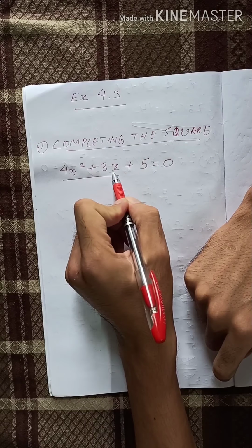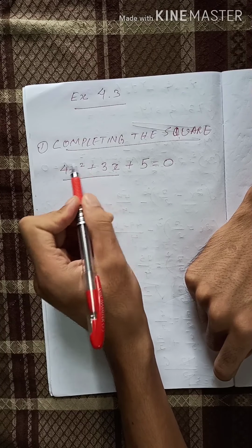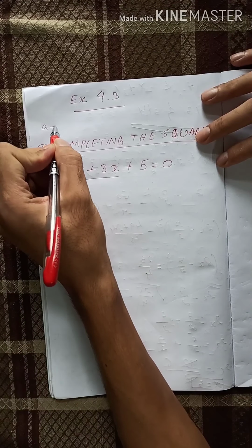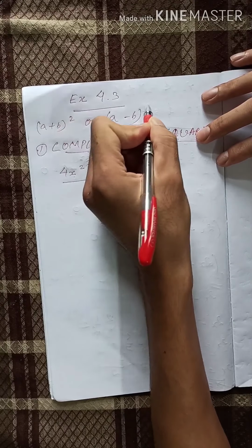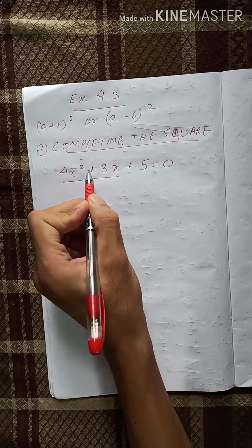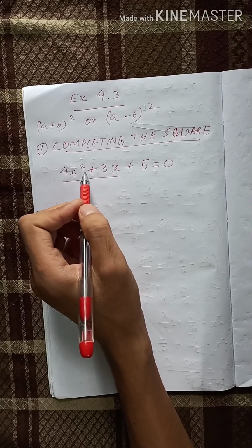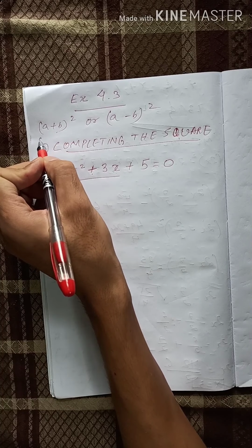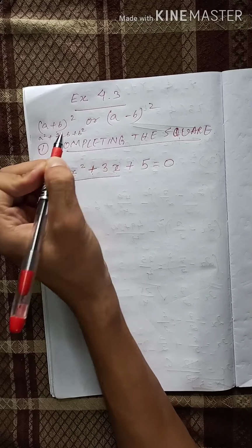In these two terms we have x as the variable, so you have to expand this in such a way that it forms an (a plus b) whole square formula or an (a minus b) whole square formula, depending on the sign. Here it is plus, so it should form (a plus b) whole square. What is the (a plus b) whole square formula? A squared plus twice ab plus b squared.